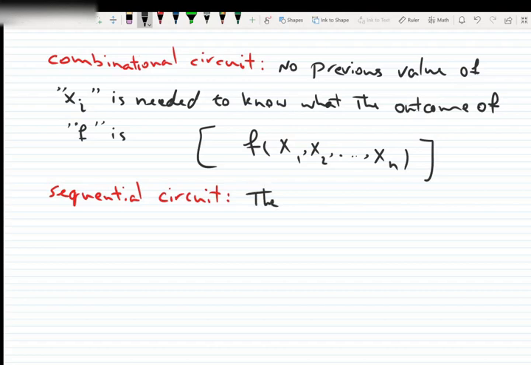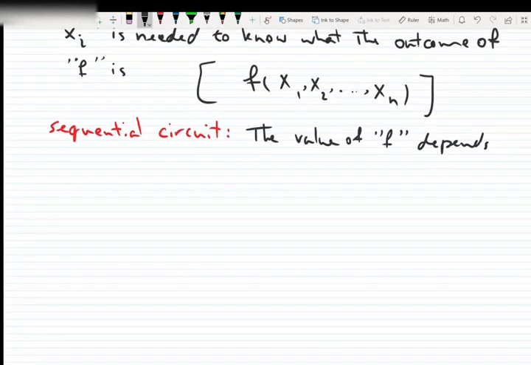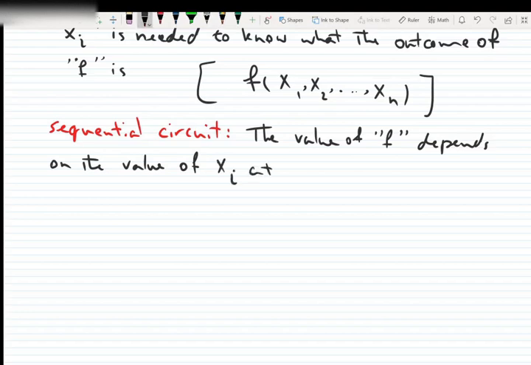So we can say the value of f depends on the value of xi at the present time and past.